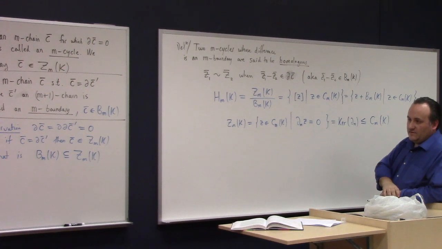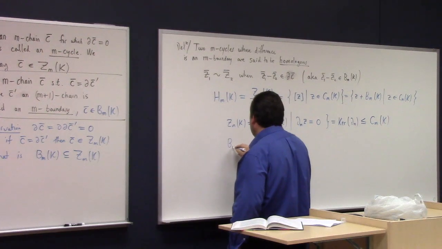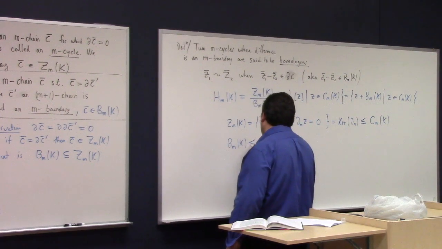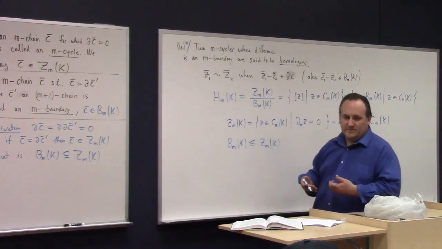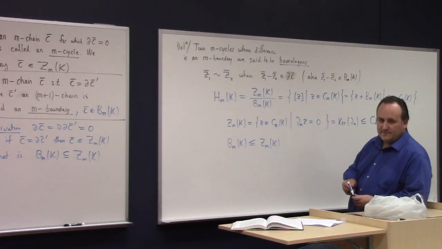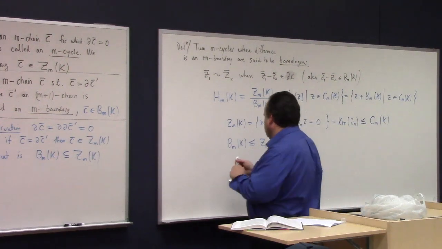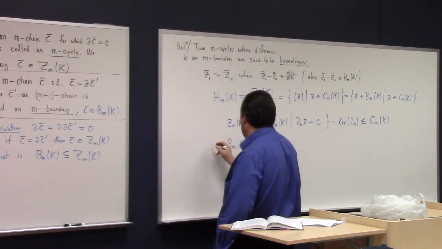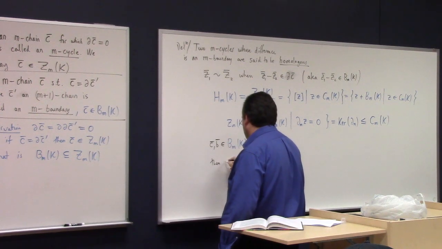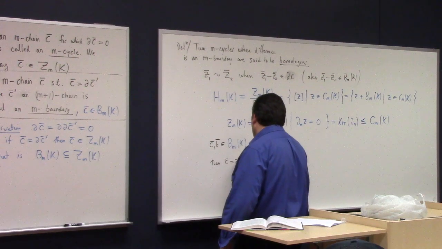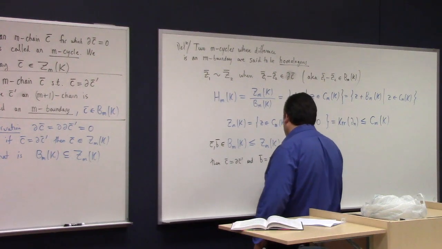Why is it that BMK is a subspace of ZMK? You guys tell me. To check it, I should maybe do the subspace test, right? Shall we do that? Pick two boundaries. Let's say, what's my notation? C bar and B bar in there. Then C bar is the boundary of C bar prime, and B bar is the boundary of B bar prime.